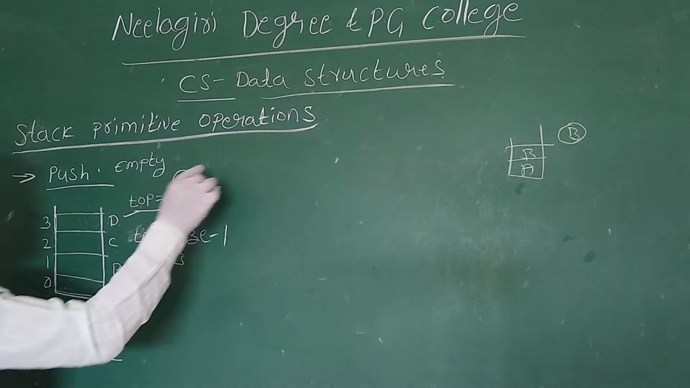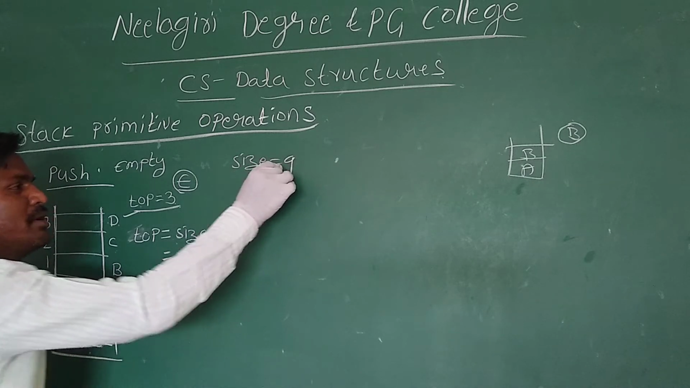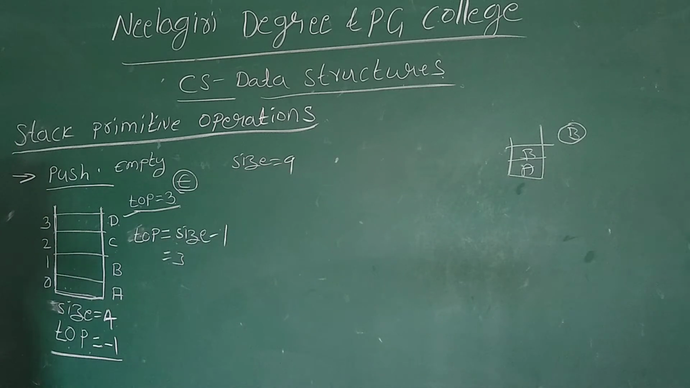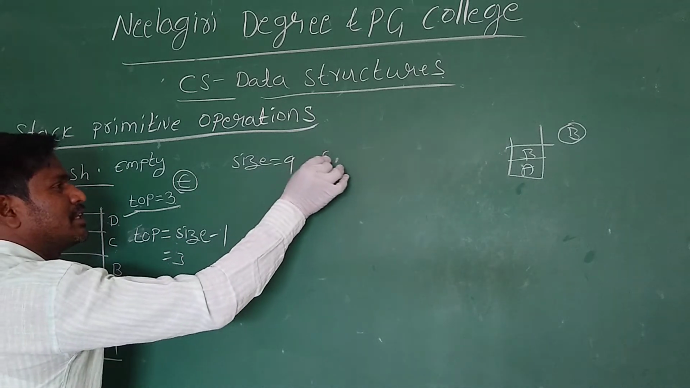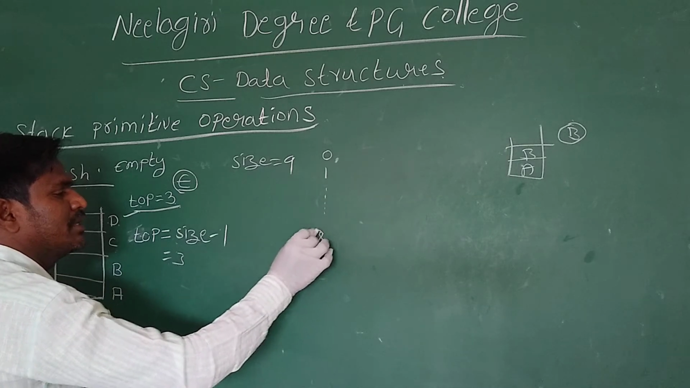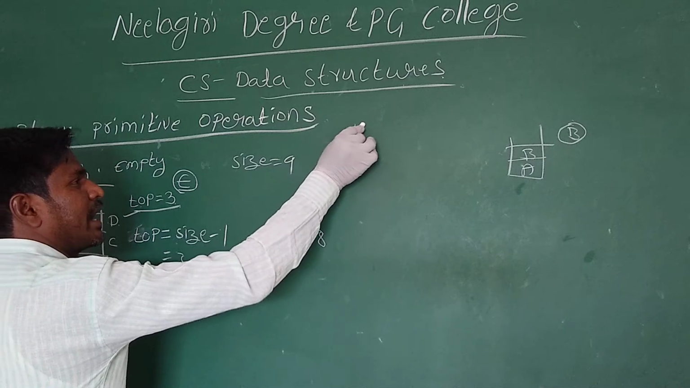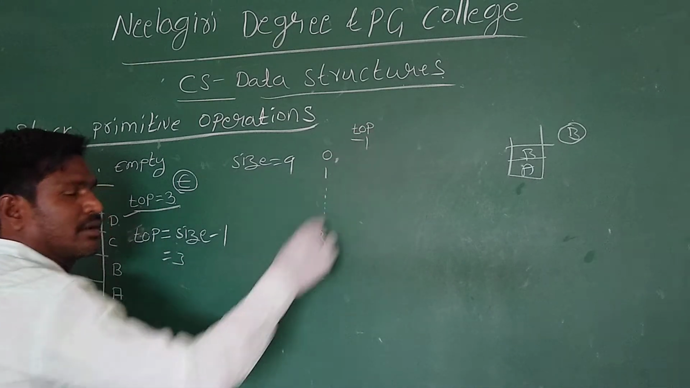For example, say the size is 9. What do you mean by size 9? We can insert 9 elements into the stack. The first element is at the 0th position, the second element at 1, and the last element is at the 8th position. When there is no element in the stack, the top value is minus 1.